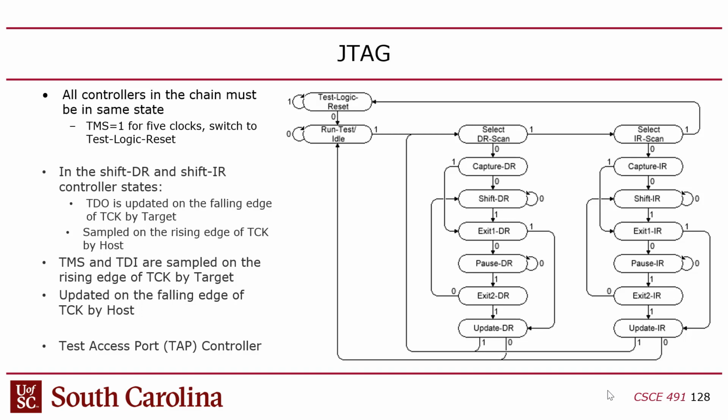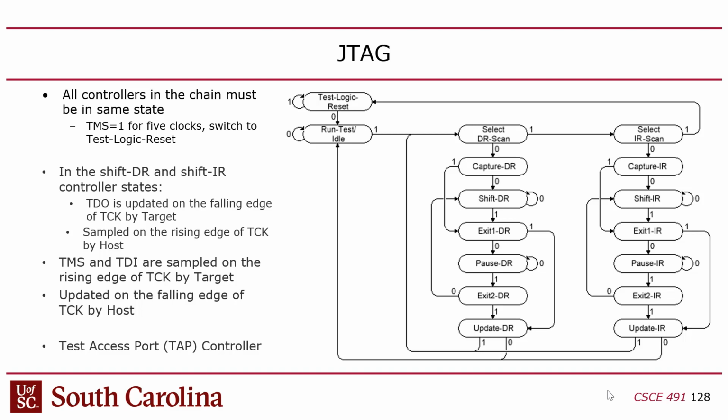And by toggling test mode select with a certain pattern of bits, you can put the chips on the JTAG chain into one of 16 states, depending on the pattern of bits you send in. So basically the default state is called test logic reset. And then there's two important states in here. One's called shift data register and one's called shift instruction register.